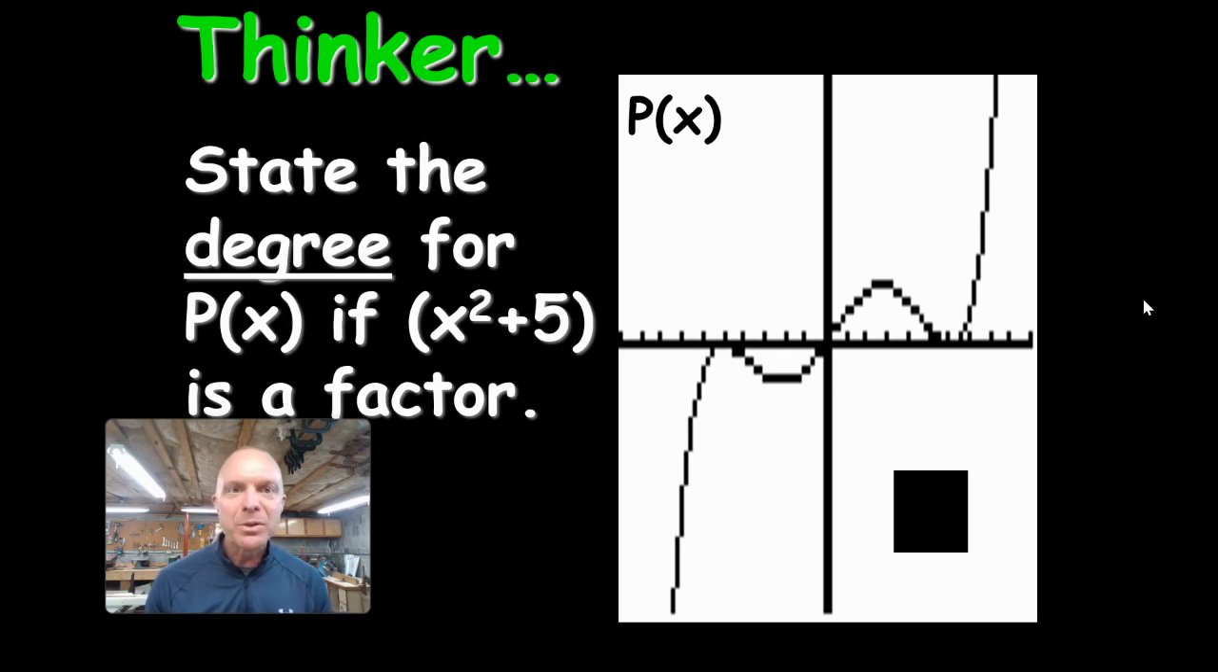What do we got? Looks like I'm trying to have you come up with the degree of this polynomial. Of course, that's the graph that's shown, but there's also a factor. Yep, I gave you a factor, x squared plus 5. So with the graph that you're given and with the factor that you're given, put that all together, what do you think would be the degree for this p of x?